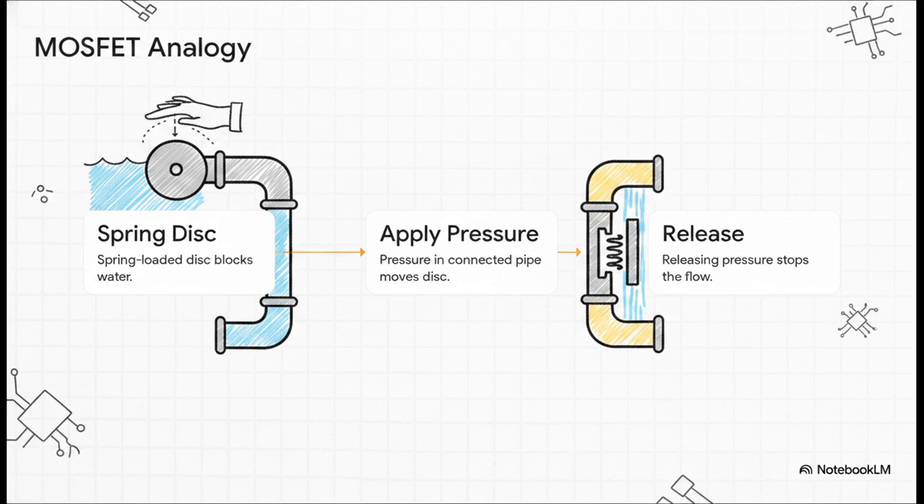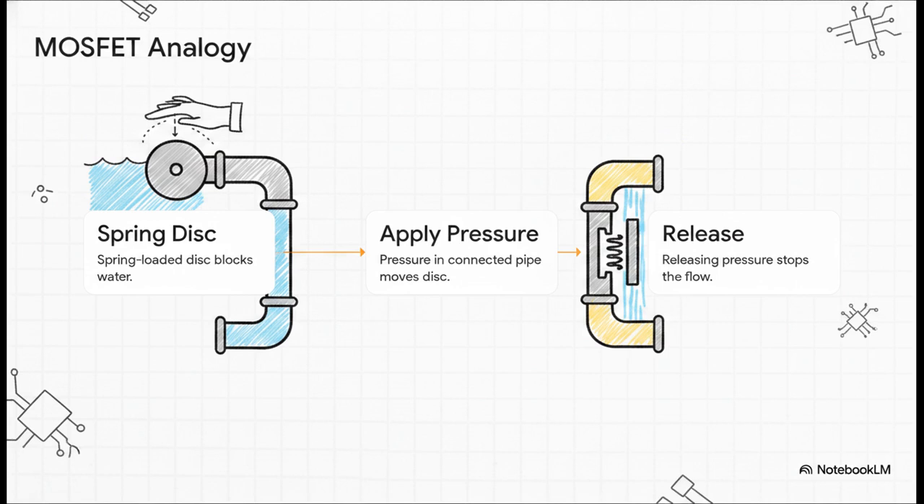Let's look at a new water analogy. Imagine a main pipe blocked by a spring-loaded disc. There's a control pipe attached, filled with water. But instead of water flowing through the control pipe, we just apply pressure to it. When the static pressure in that control pipe reaches a certain threshold, it physically pushes the heavy spring-loaded disc out of the way, allowing the main water flow to begin. To keep it open, we don't need a flow of water, we just hold the pressure.